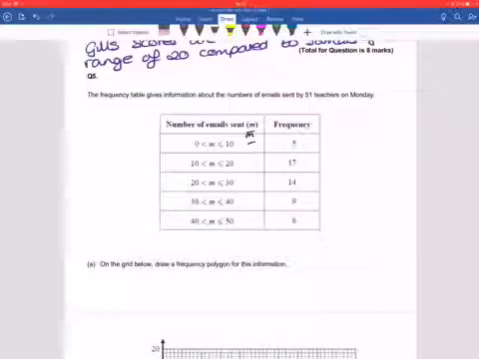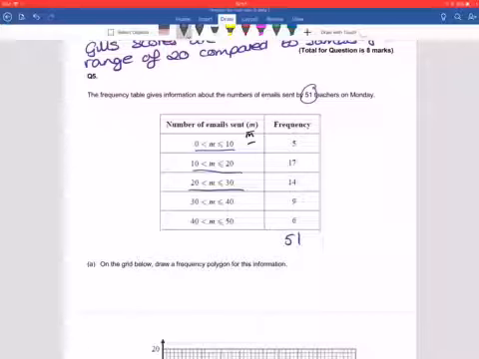Okay, question 5 onwards. A frequency table gives information about the numbers of emails sent by 51 teachers. I'm going to put that 51 at the bottom. On the grid below, draw a frequency polygon. When it's grouped data, you don't know where the values lie, so we just use an average. The midpoints would be 5, halfway through, then 15, 25, 35, 45.